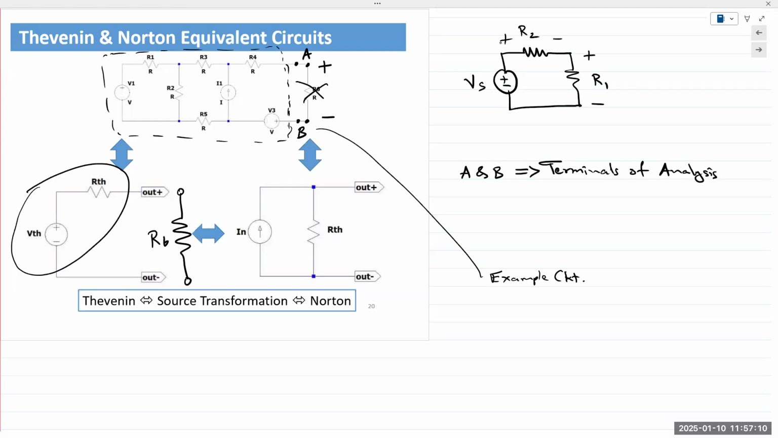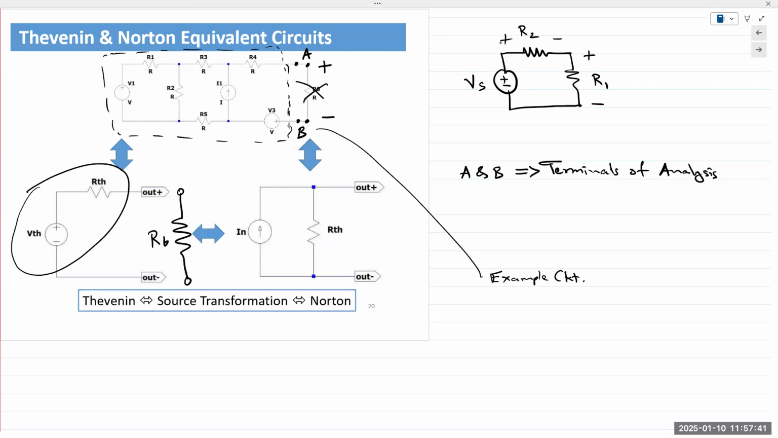If I want to find the Thevenin circuit or the Norton circuit as seen by R6, I remove R6. Now there are two terminals that are left open. I mark them as A and B. And then I analyze the rest of the circuit. Okay, I analyze the rest of the circuit. If I ask you to determine the Thevenin and Norton circuit as seen by voltage source V1, what would you do?